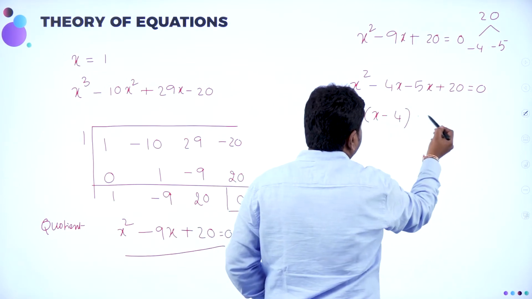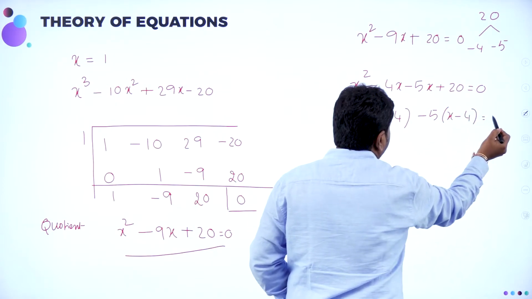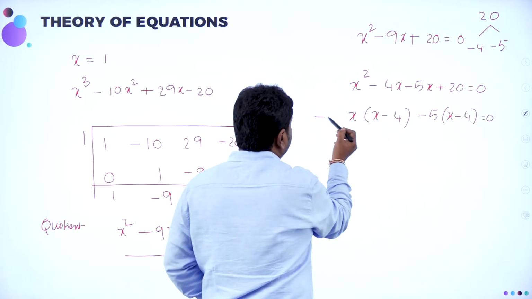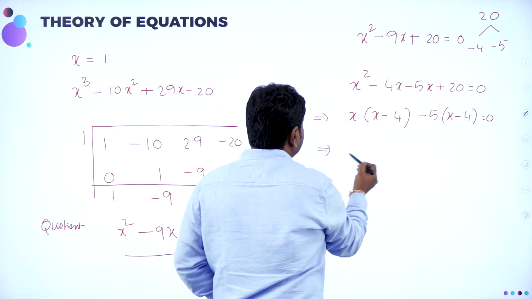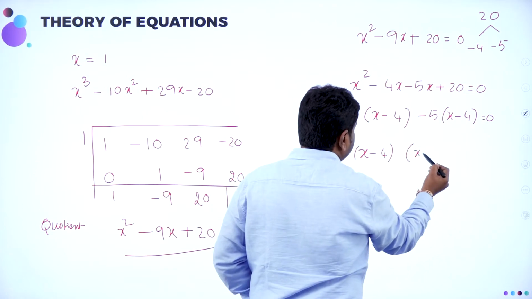And in these two, take minus 5 common. If I take minus 5 common, it will become x minus 4. Again, x minus 4 is common in both. You can take out x minus 4. If you take x minus 4 common, what is left out? You will be left with x minus 5.